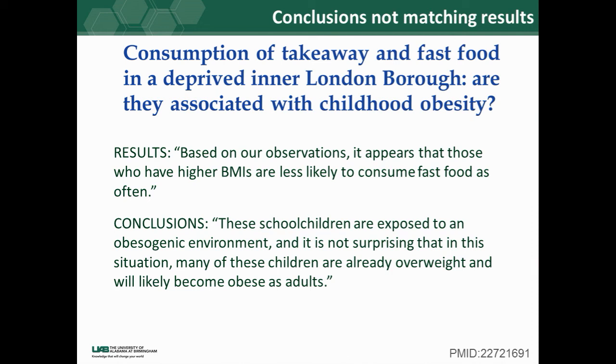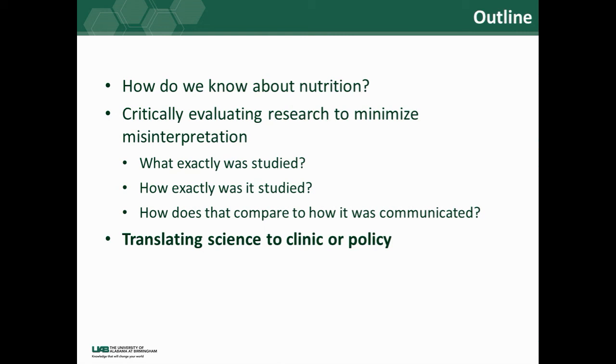Yet they conclude these school children are exposed to an obesogenic environment, and it is not surprising that in this situation, many of these children are already overweight and will likely become obese as adults. So in this case, the conclusions just state what they wanted to say, despite what the results actually showed. And it's difficult to pick these things up in casual reading of science.